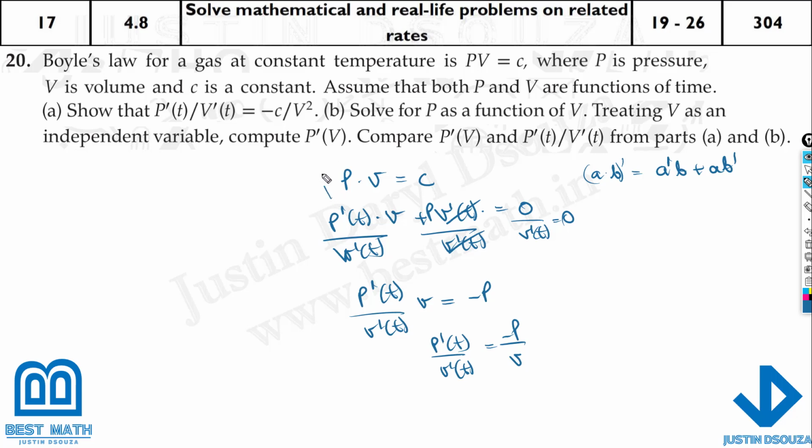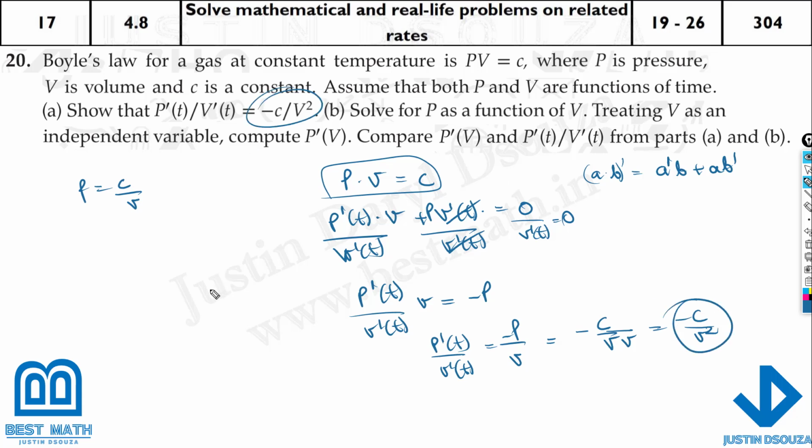What we do is look at the given equation. Let's rearrange and see what is P, because there's no P involved at the right side. So P is equal to C divided by V, isn't it? So I'll just substitute that over here. Minus remains, P is C by V, and we already have a V at the bottom, so it's going to be 2 V's. Or it'll be minus C by V squared. Now look at this. Yes, that's the correct answer.